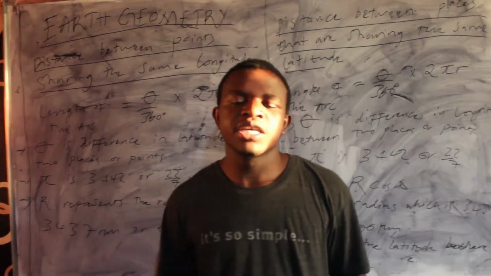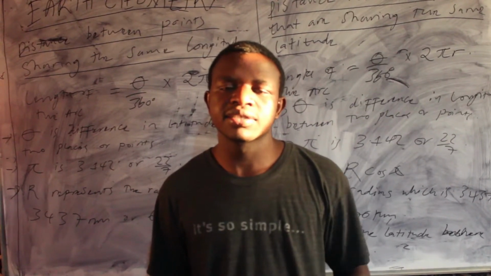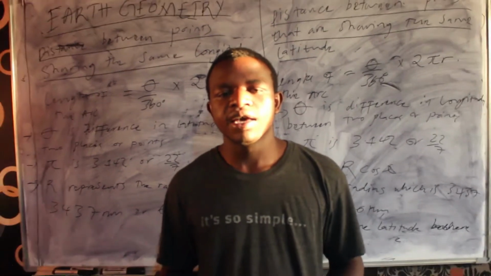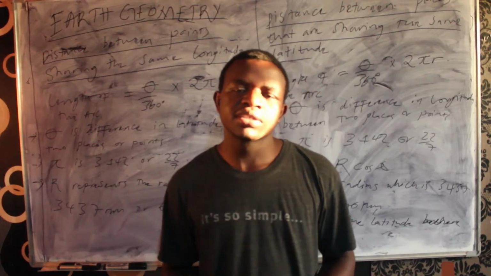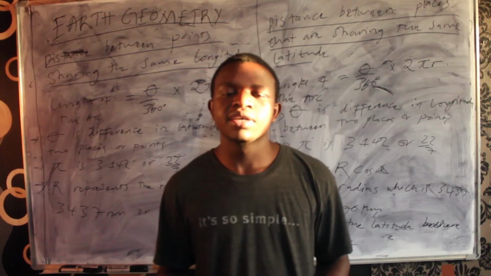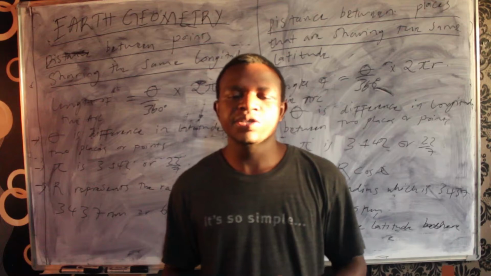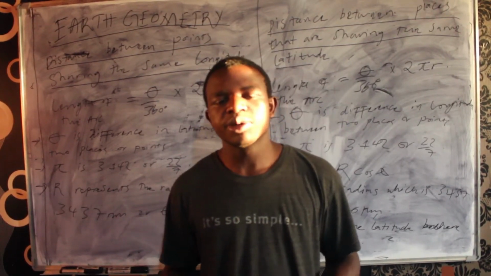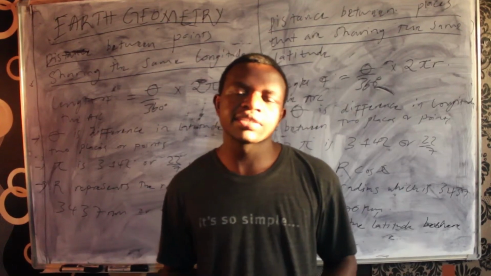Yesterday we talked about earth geometry in mathematics. We looked at the definition of earth geometry, the latitudes and the longitudes, how you can locate places on the Earth's surface, how you can find the difference in latitude between two places, and the difference in longitude between two places. We also looked at how you can sketch the Earth's surface.